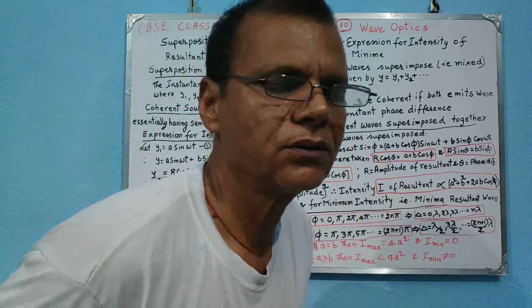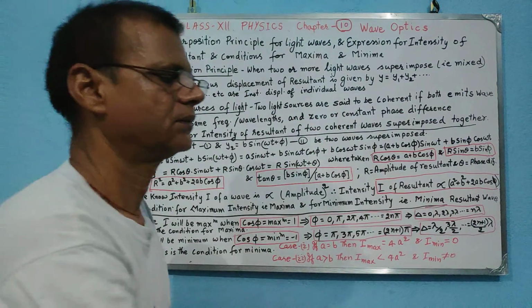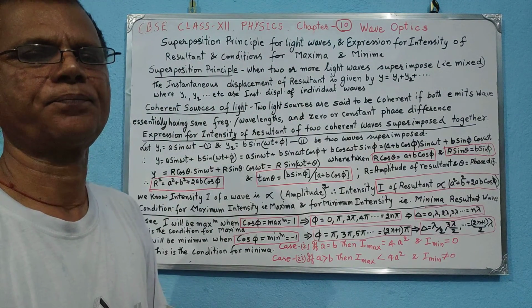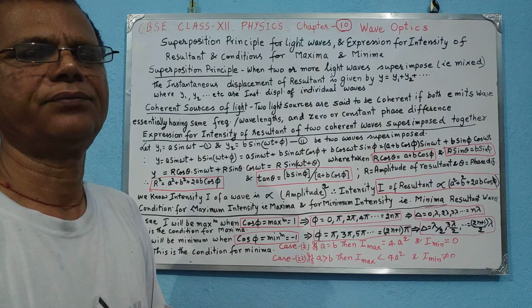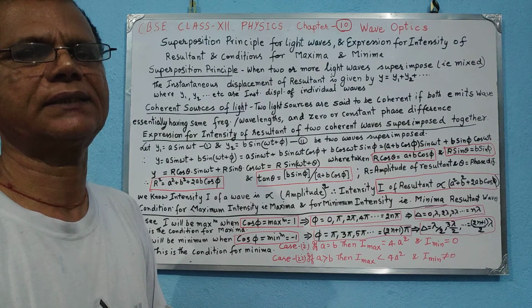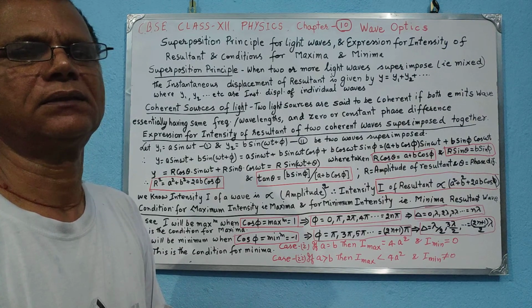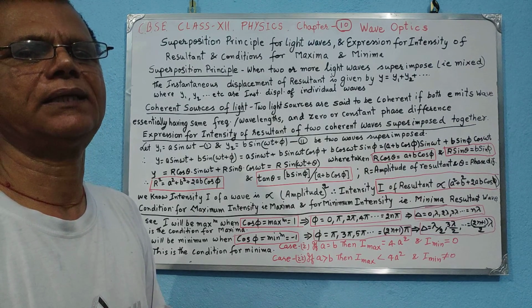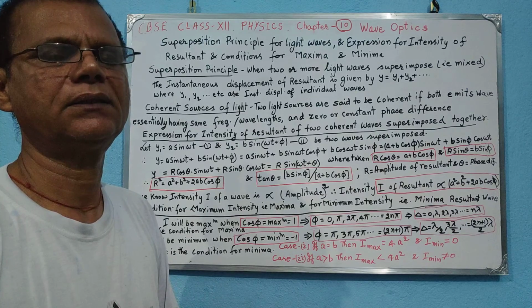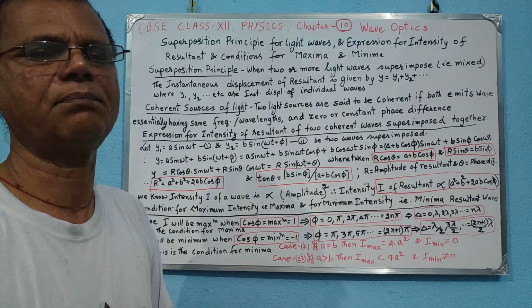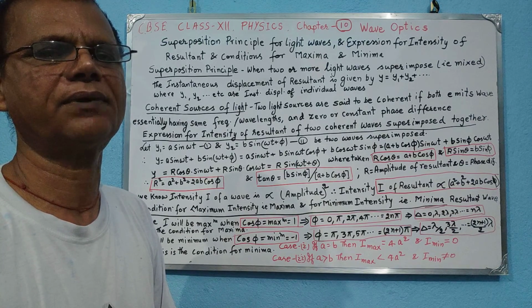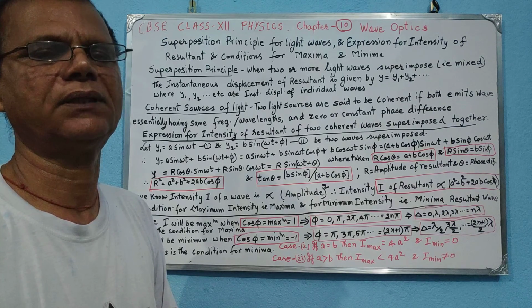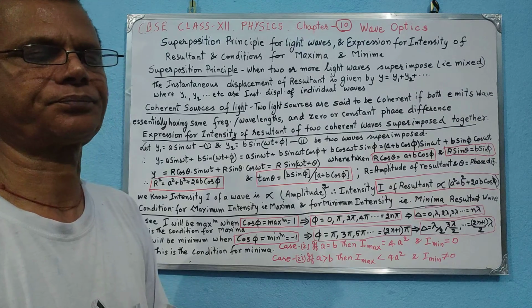Here you see, we consider a wave like a vector, and if we assume that two vectors are applied on the same particle simultaneously, then the resultant displacement of that particle will be given by the vector sum of the individual displacements of the two vectors.